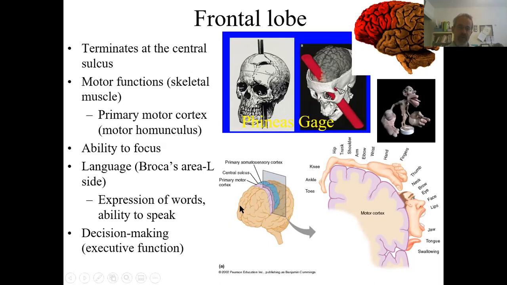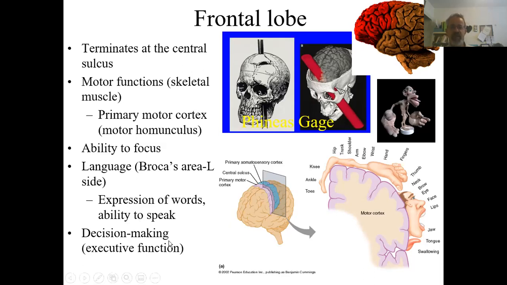Another very important part of the frontal lobe is language. Now, there's a couple different parts of language. One is the ability to speak and express ourselves. And another part of language is to understand what we're saying, understanding what others are saying. There's an area in the frontal lobe that's called Broca's area, Broca's region. It's only on the left hemisphere. That's responsible for the expression of words, our ability to speak. So we'll take a look at a type of condition where there's damage to that area, and you'll see how that person's speech is affected.